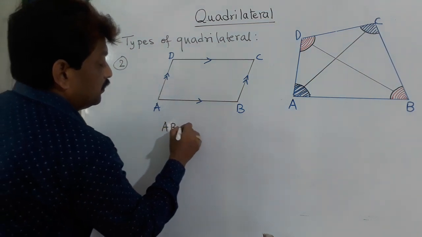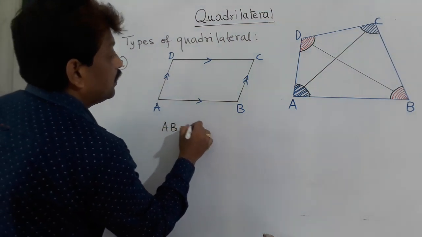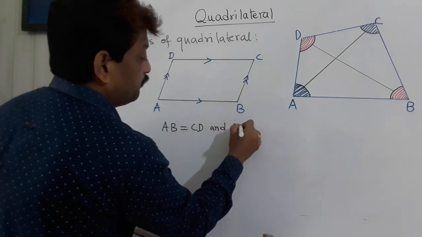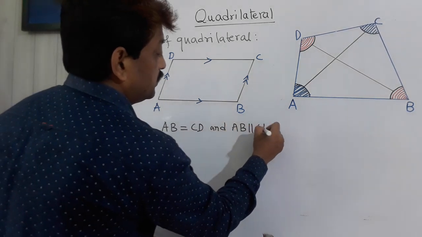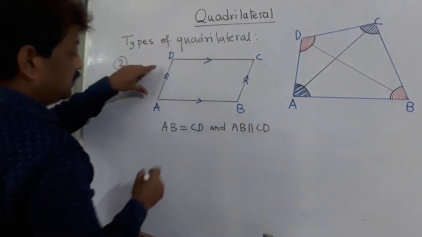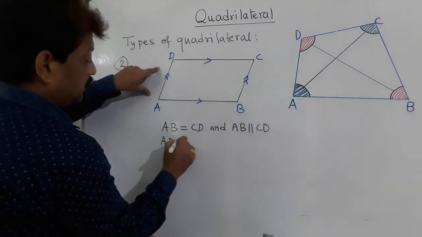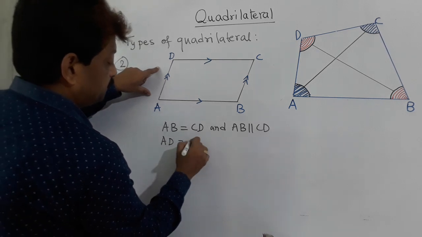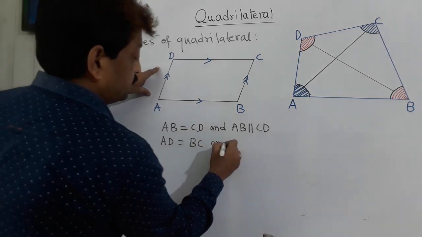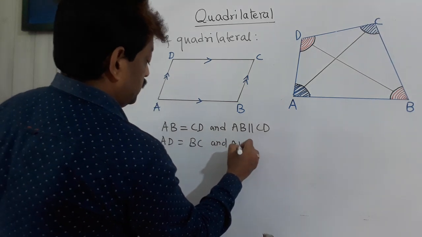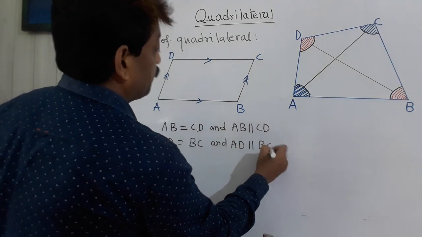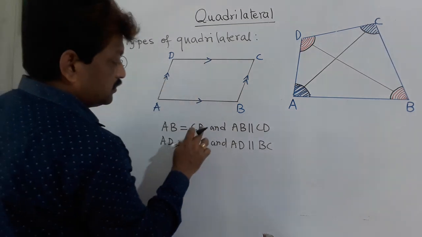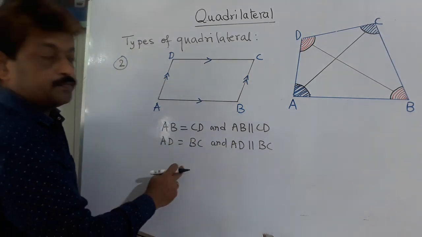AB is equal to CD and AB is parallel to CD. Similarly, AD is equal to BC and AD is parallel to BC. Means the opposite sides are parallel as well as the opposite sides are equal also.